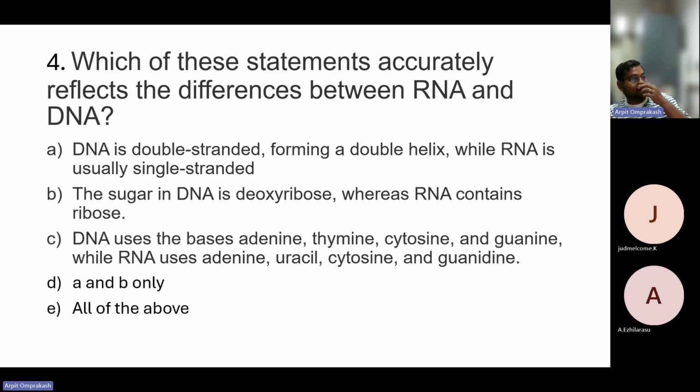The next question is, which of these statements accurately reflects the differences between RNA and DNA? DNA is double-stranded, forming a double helix, while RNA is usually single-stranded. It forms a hairpin. So this is correct. The sugar in DNA is deoxyribose, whereas RNA contains ribose. This is also correct. DNA uses the bases adenine, thymine, cytosine, and guanine, while RNA uses adenine, uracil, cytosine, and guanidine. This is incorrect because it should be guanine, not guanidine. So A and B are correct. All of the above is incorrect. So the answer here will be A and B only.